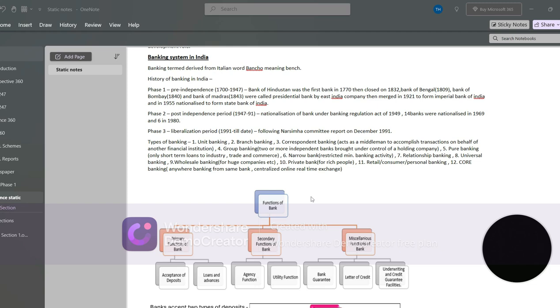12th is core banking. It means banking from anywhere, from the same bank. For example, different branches of SBI. From anywhere we can access the same bank. And the full form of CORE is Centralized Online Real-time Exchange.